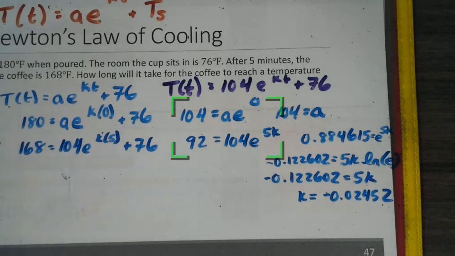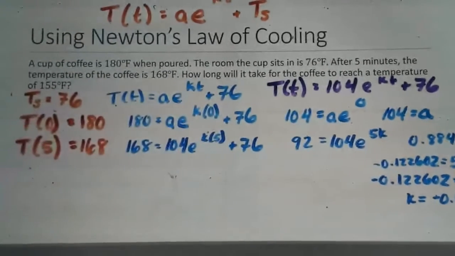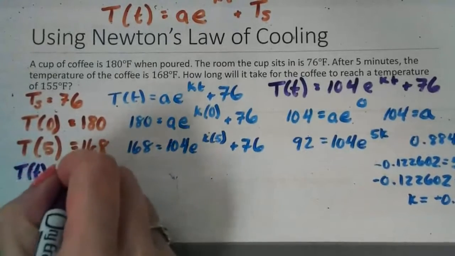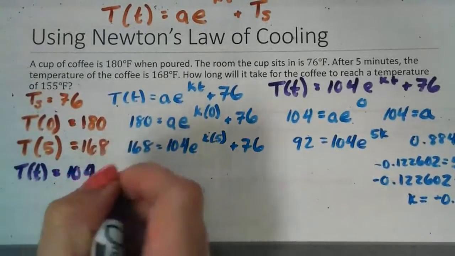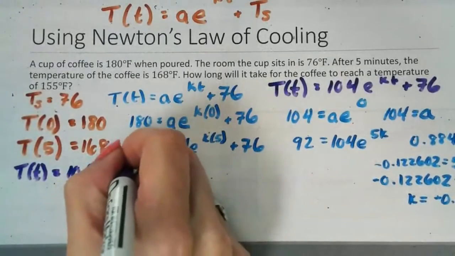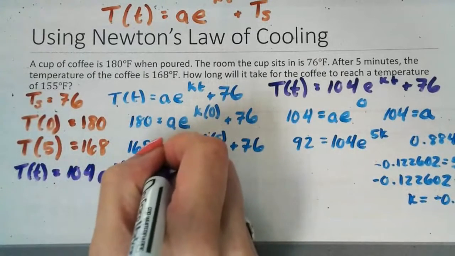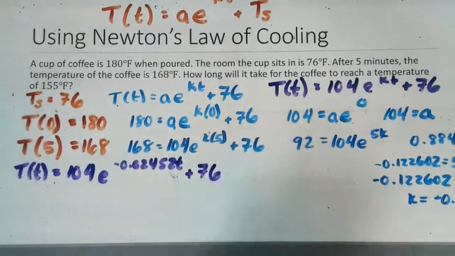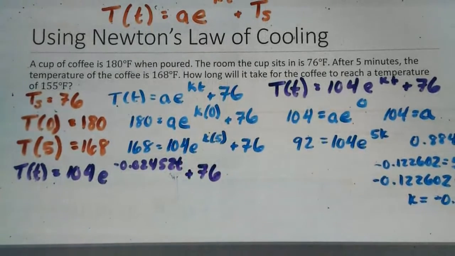So now we have a k value, and I go back and update my formula one more time. We have T of t is equal to 104 e to the k, which was negative 0.02452 times t, plus 76. Now our goal is to figure out how long it will take for the cup of coffee to reach a temperature of 155. So 155 is going to be my final temperature.